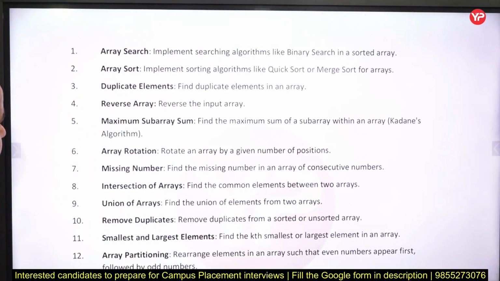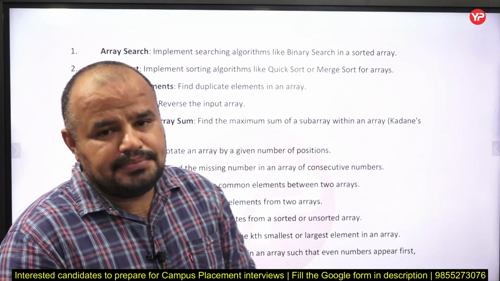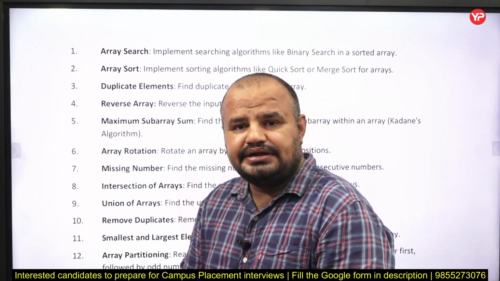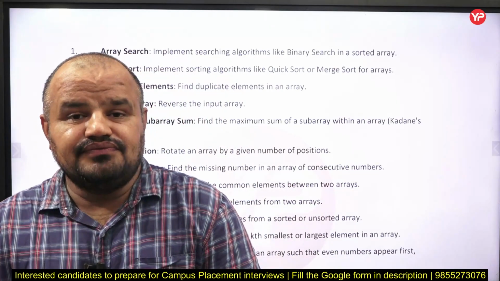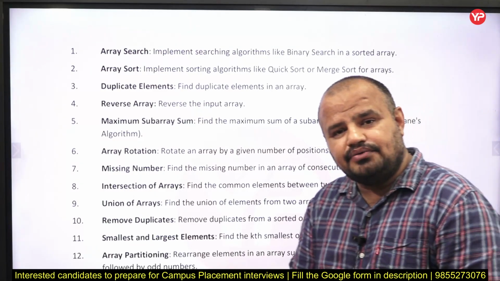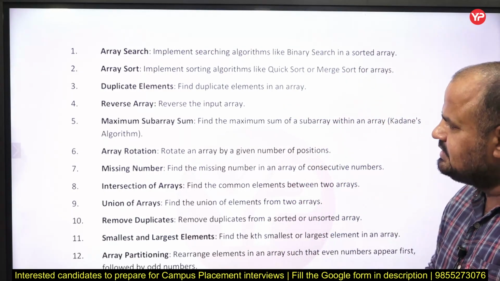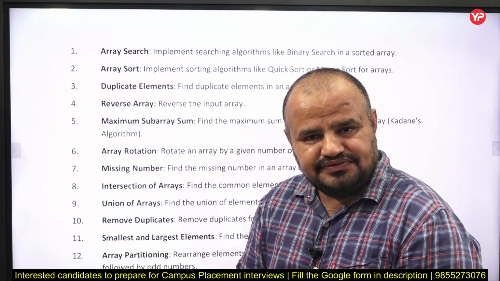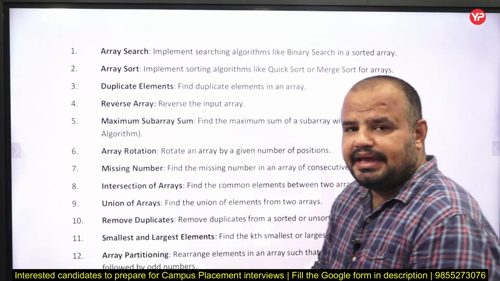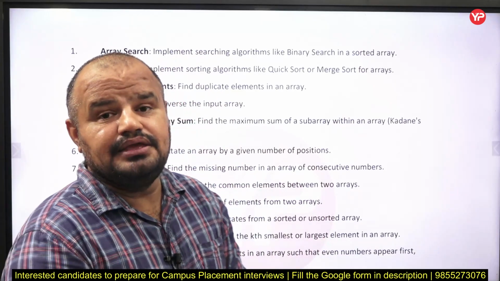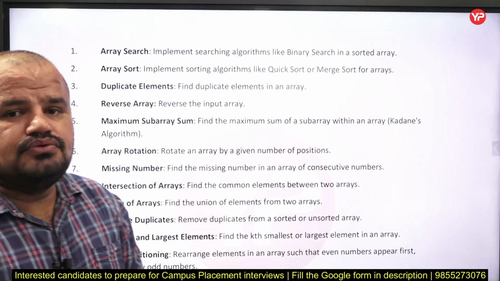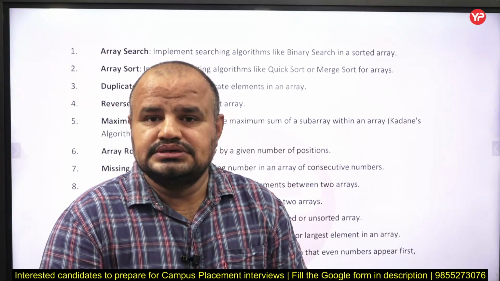The third is finding the duplicate element. There may be a task where we have an array of n elements, n minus 1 elements are distinct, whereas one element is repeated, it comes 2 times, so you have to find out that repeated element. Next, reverse the array. Maybe it's a very simple problem, you have to reverse your input array. Next is maximum subarray sum. Subarray sum is a very important problem. It has many varieties, so please go through and try to solve as many problems as possible related to subarray sum.